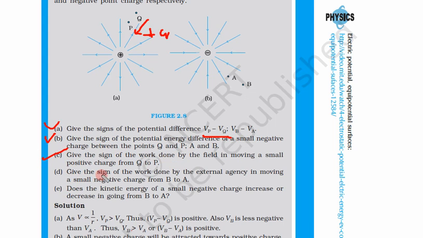Fourth question, give the sign of work done by the external agency in moving a small negative charge from B to A. Whether this work will be positive or negative. And the last question, does the kinetic energy of a small negative charge increase or decrease in going from B to A? So these are 5 questions which we have to solve.